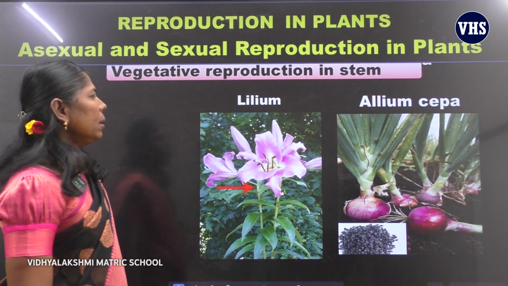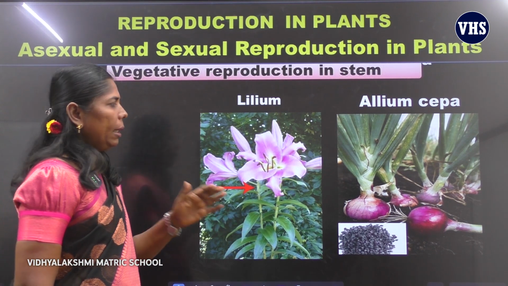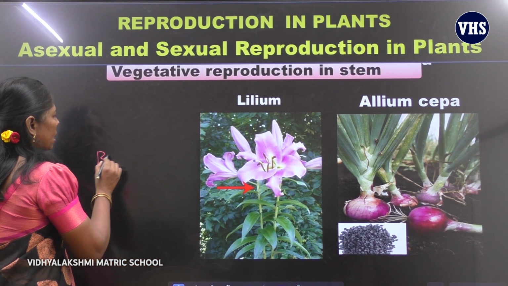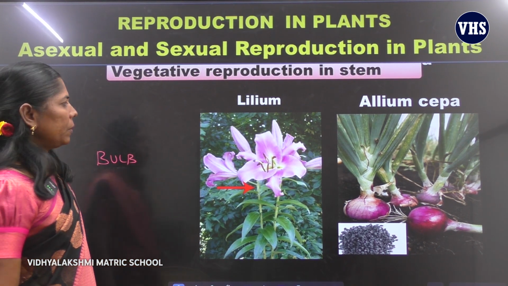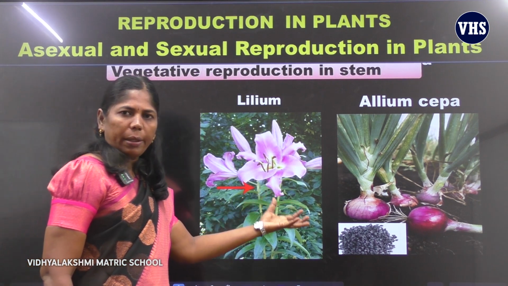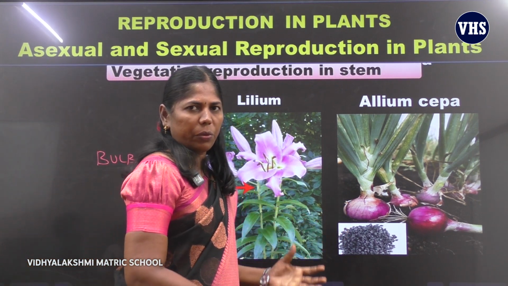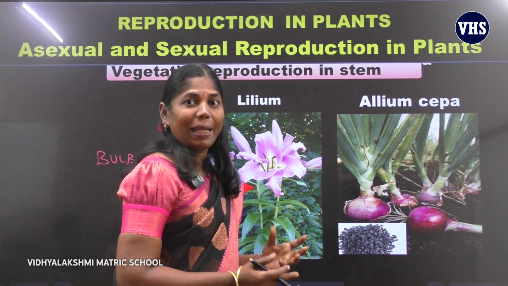And next one is the lilium. Lilium and Allium cepa, that is an example of bulb. That's an example of bulb. Okay, so this is also an underground stem modification. The stem is stout, and it is covered by so many concentric layers.